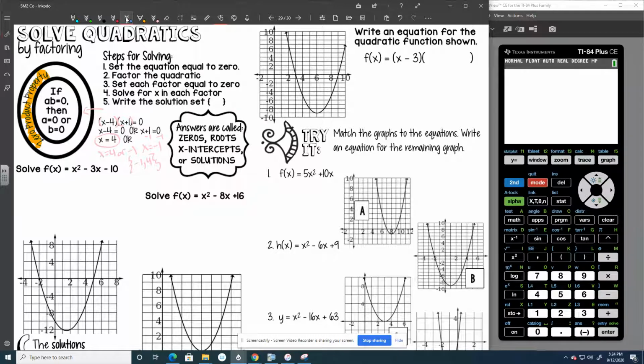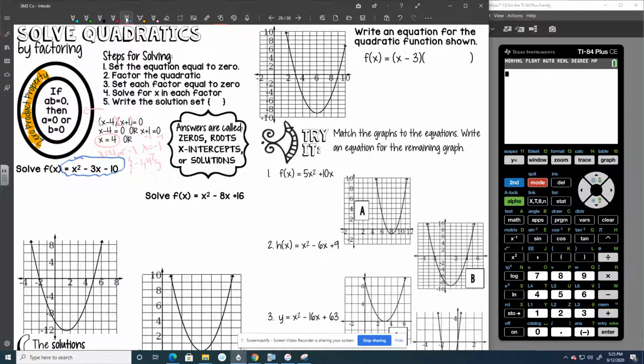So it gives us this quadratic right here, x squared minus 3x minus 10. First thing that we need to do is set it equal to 0. Well, right now it's equal to f of x, so it's pretty much equal to 0. Step 2 is to factor the quadratic.